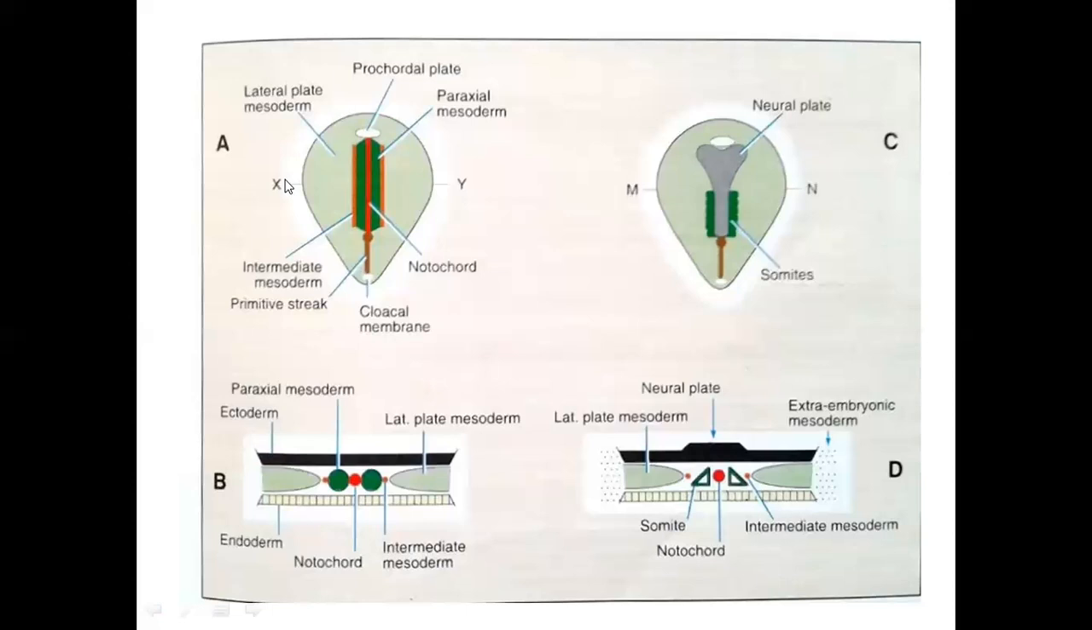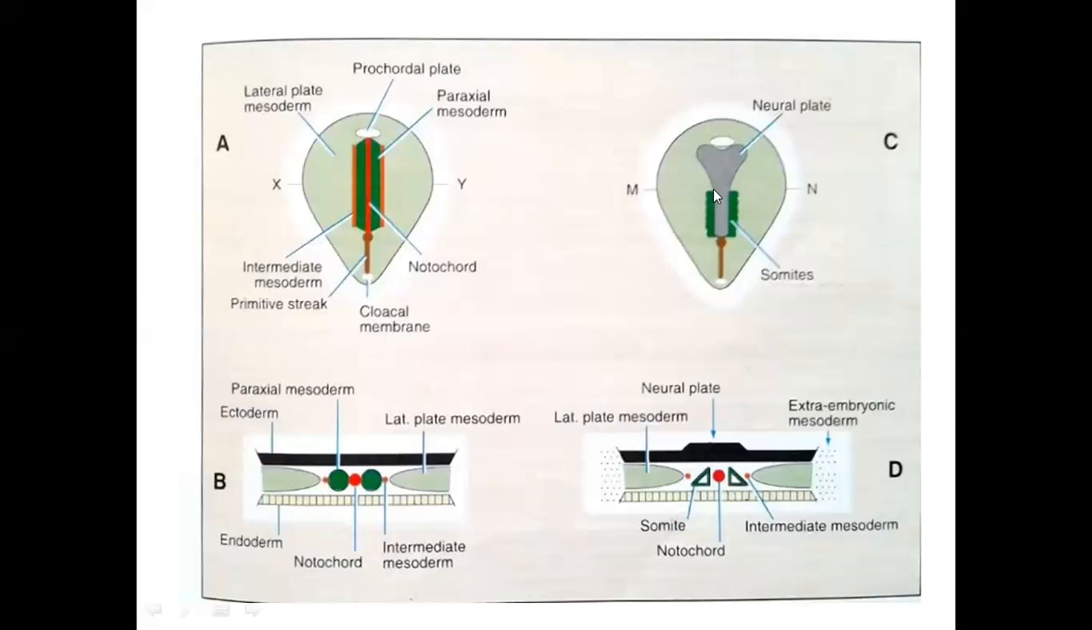If you take a section here, in the XY plane, you can see this is ectoderm, this is endoderm, and these are the three divisions of the intraembryonic mesoderm. The central portion is the notochord. So it will look like this red structure. The most medially placed intraembryonic mesoderm we call paraxial mesoderm. Then the most laterally placed is the lateral plate mesoderm, and in between, that small portion is called intermediate mesoderm.